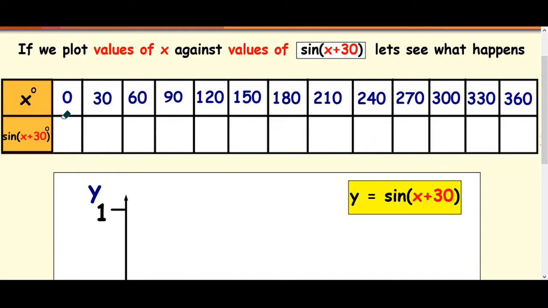Okay, so the answers from the table before were 0.5. That's sine of 0 plus 30, that's just the sine of 30. This one will be the sine of 60. This will be the sine of 90, and so on. So if you've done all that, you should end up with this.